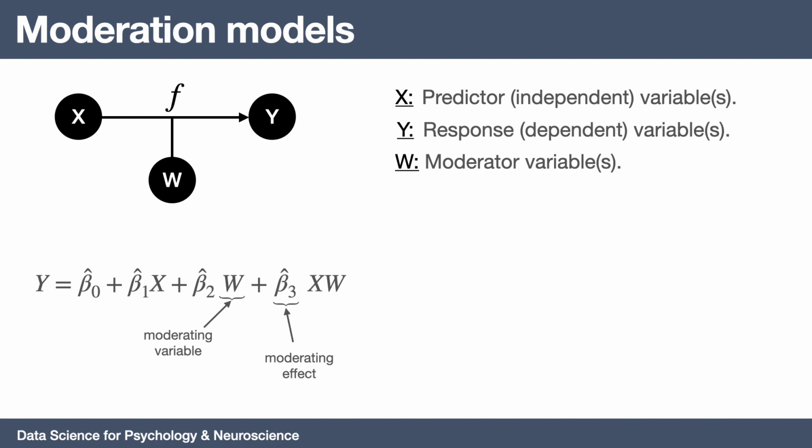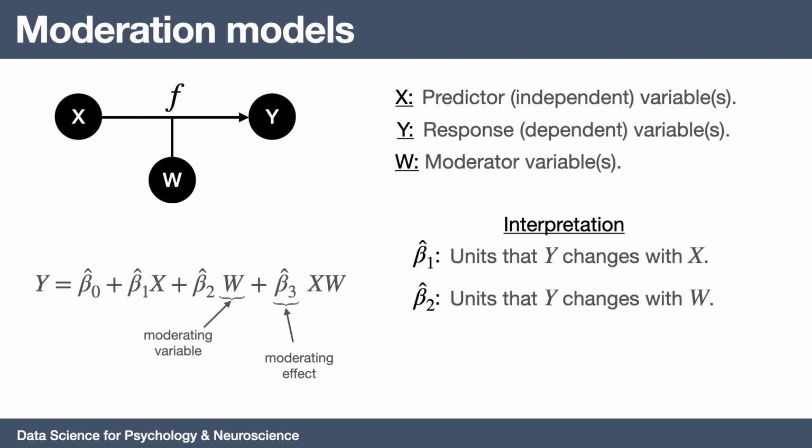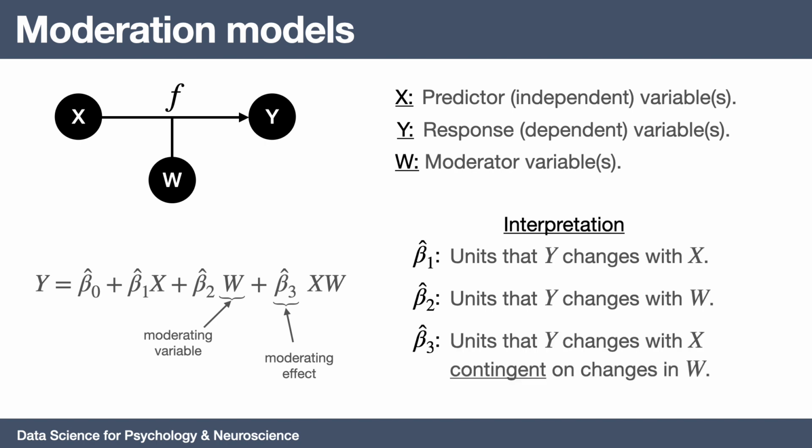If we run an interaction analysis with regression, we are performing a moderation analysis. And the interpretation holds in the same way as it does with an interaction. In this example model, beta hat 1 reflects the units that Y changes with X. Beta hat 2 reflects the units that Y changes with W. And beta hat 3 reflects the units that Y changes with X contingent on changes in W. In this case, what W is doing is impacting the relationship that X has with Y.